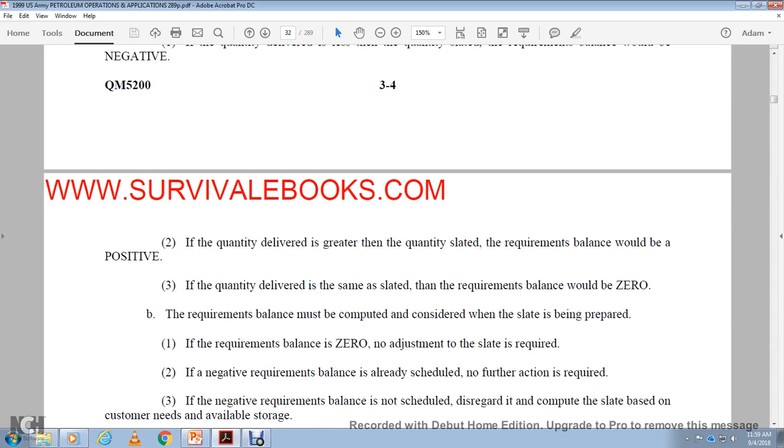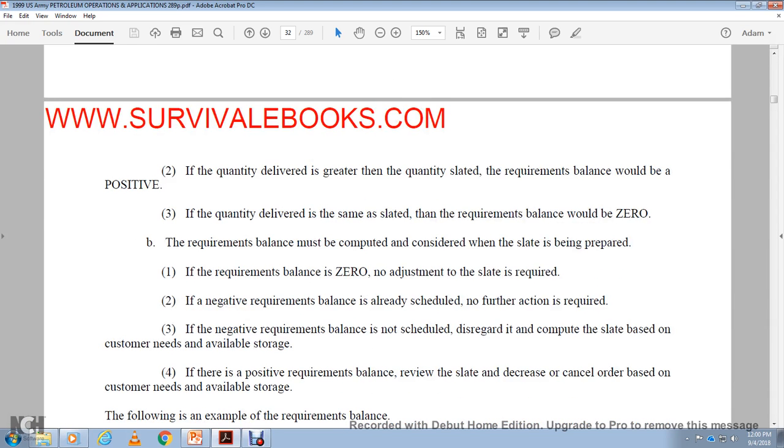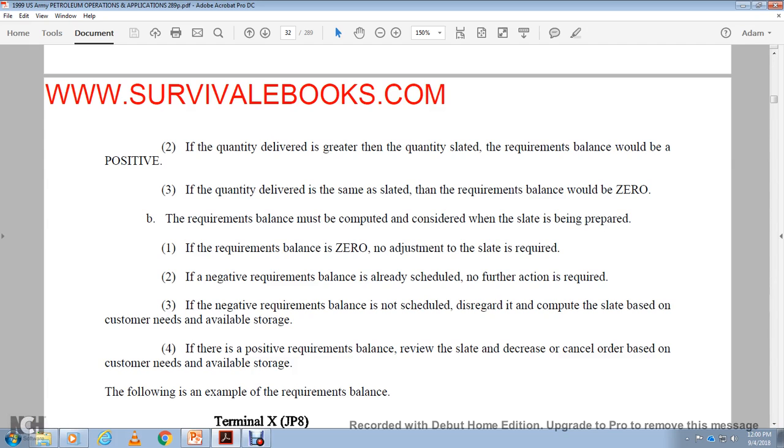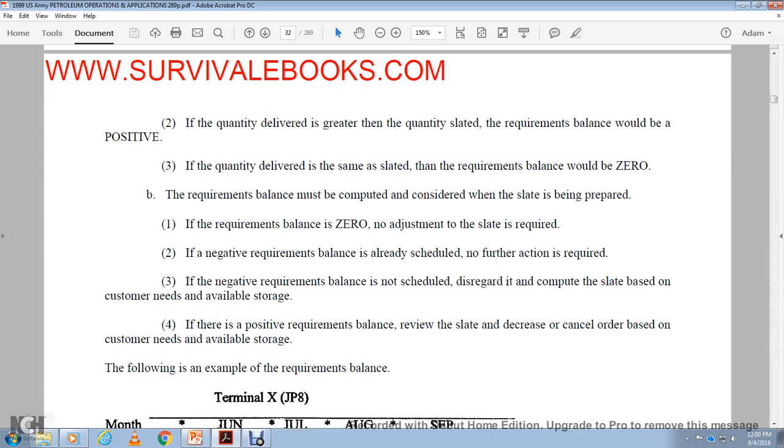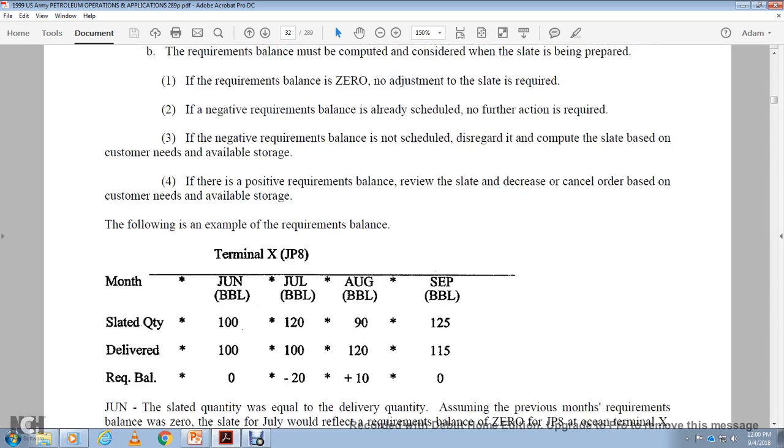If the requirements balance is zero, then no adjustment of the slate is required. If the negative requirements balance is already scheduled, no further action is required. If the negative requirements balance is not scheduled, then compute the slate based on the customer's needs of the available storage. If there is a positive requirements balance, review the slate with a decrease for cancel order based on the customer need of the available storage. Following is an example of the requirements balance.